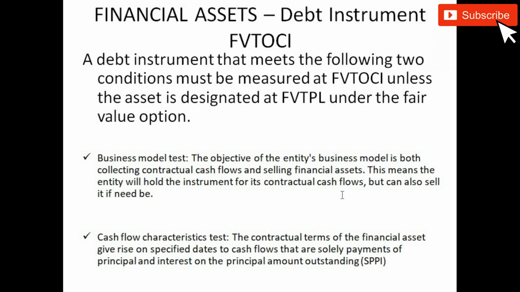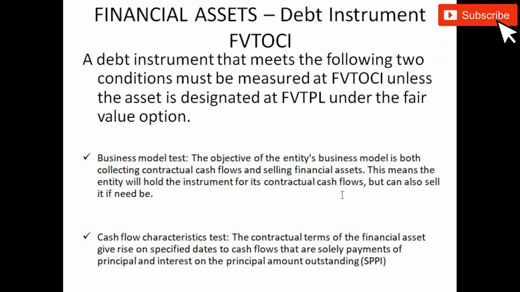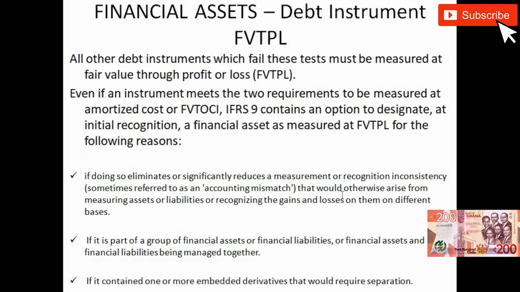As opposed to amortized cost, with the business model of amortized cost, the entity has the intention to collect contractual cash flow and also to hold it to maturity. But with fair value through other comprehensive income, the business model test tells us that the entity has the intention to collect contractual cash flow, but also has the intention to sell it if the need arises. With the cash flow characteristics test, it is the same thing. Nothing changes between amortized cost and fair value through other comprehensive income. The cash flows should give rise to the payment of the principal and interest on the principal amount outstanding.